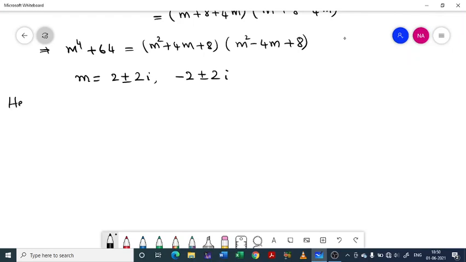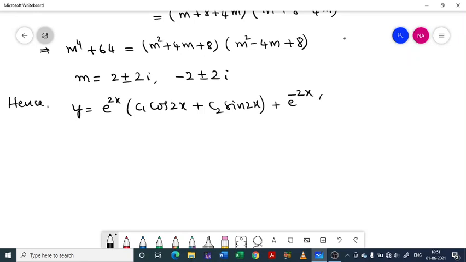Hence y equal to e power 2x. See, different roots they are. E power real part into x times c1 cos 2x plus c2 sin 2x, plus e power minus 2x into c3 cos 2x plus c4 sin 2x. So that completes the solution of problem C, I think.